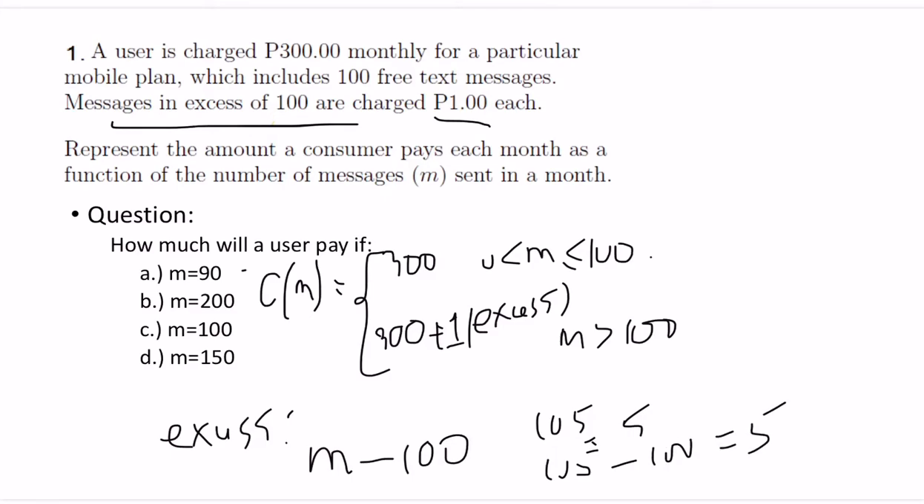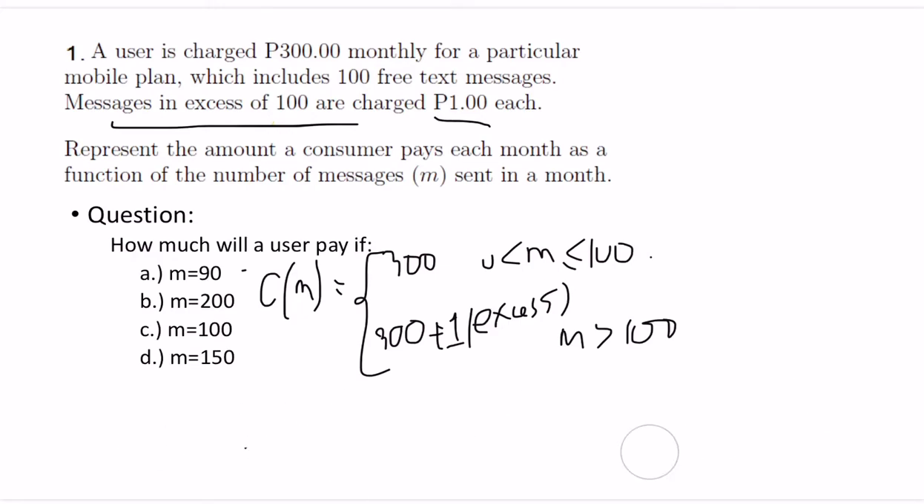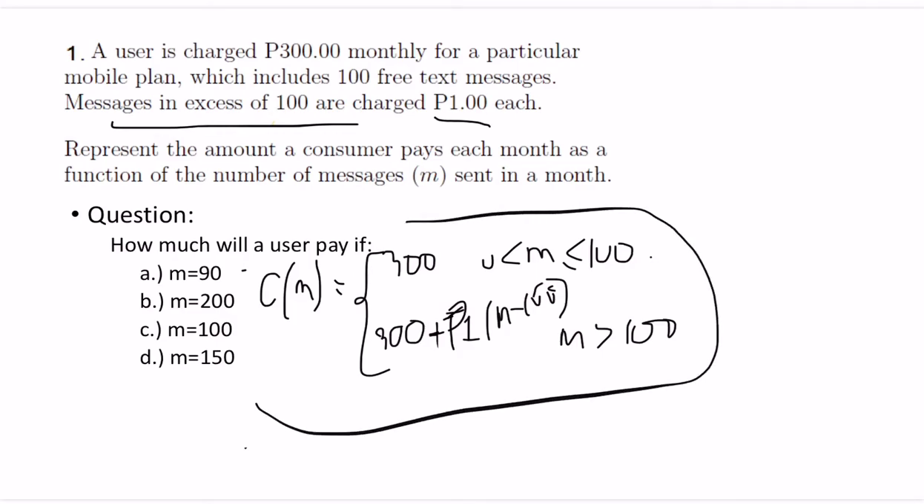It is just the excess. Okay, so I will erase this so that we can write this properly. So this will become now, since it is times 1 only, we'll write here 1 peso times M minus 100. Okay, so that is fine. Or you can simplify. This is 100. Okay, so this is now our function.